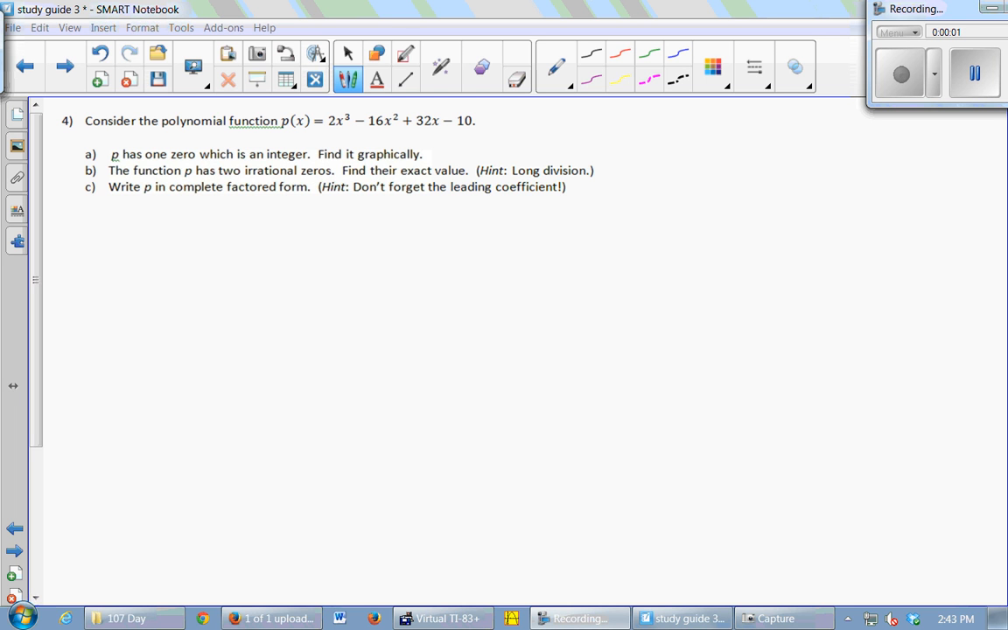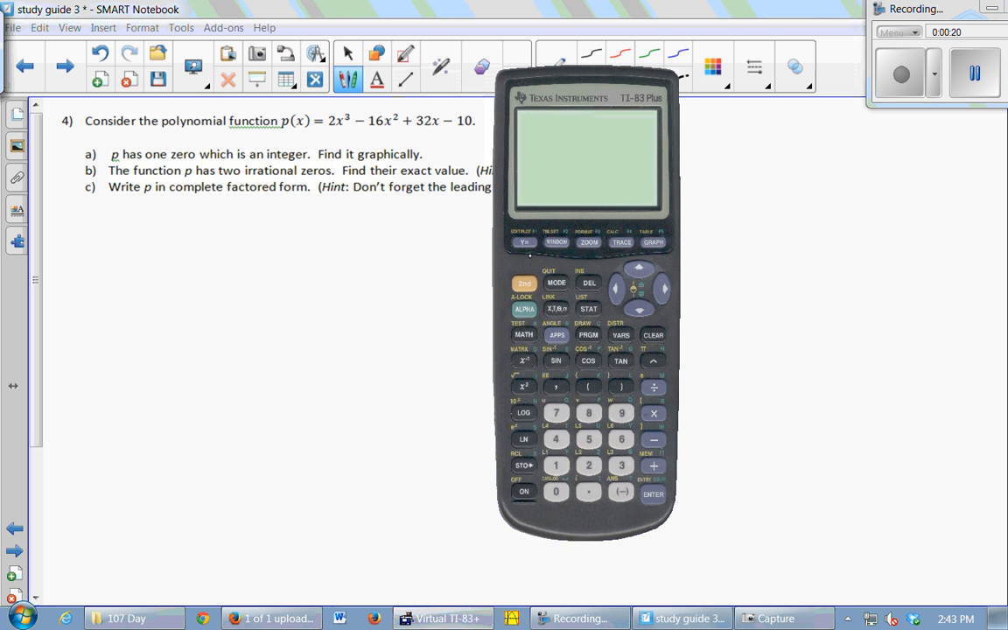I have a cubic polynomial function. That means it has to have 3 zeros and 3 linear factors. So keeping those things in mind, I'm going to answer parts A, B, and C here. Part A says that this polynomial has 1 zero that's an integer, and we're going to find it graphically.